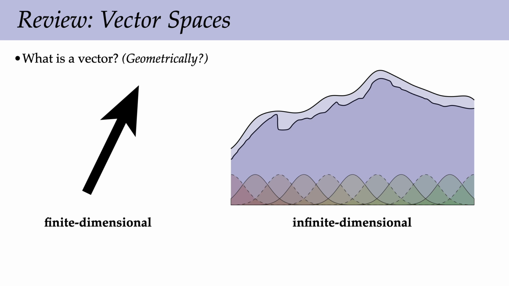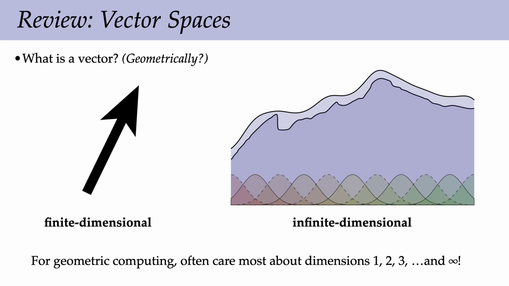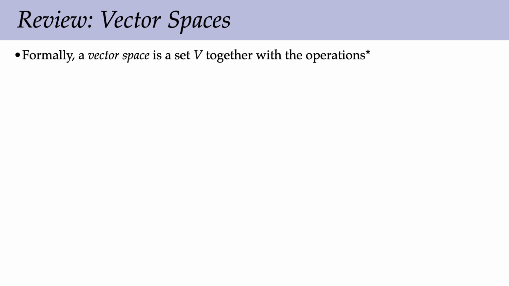So when we do geometric computing, or geometry, we often care most about dimensions 1, 2, 3, usually pretty low dimensions if we're talking about objects in the world we live in, and also infinity. We care about functions which can't be specified using just a finite number of points. Okay? So it's a little abstract. Let's get a little more concrete.